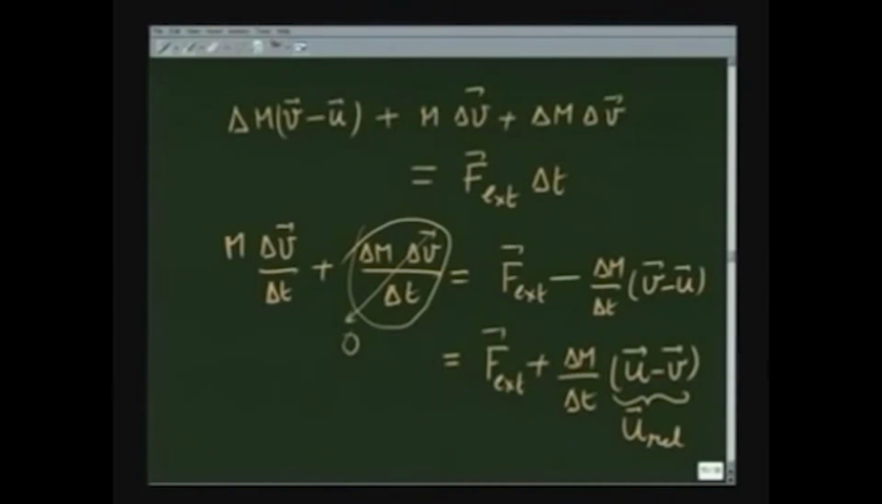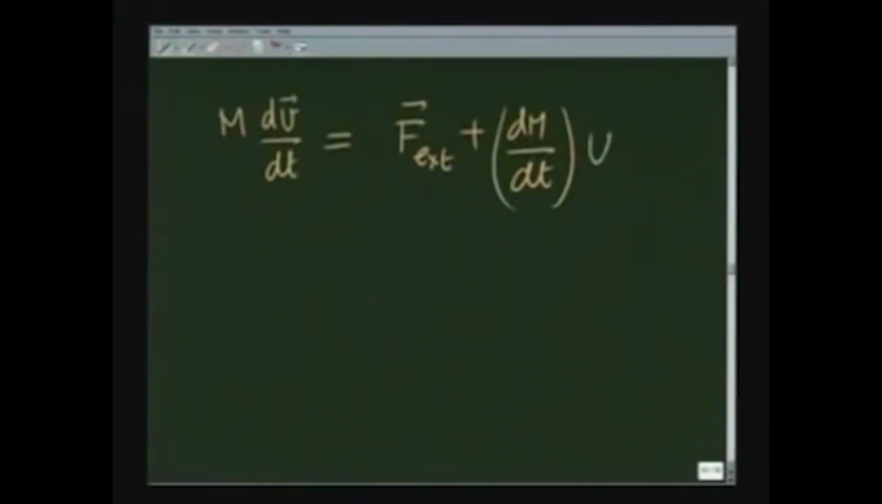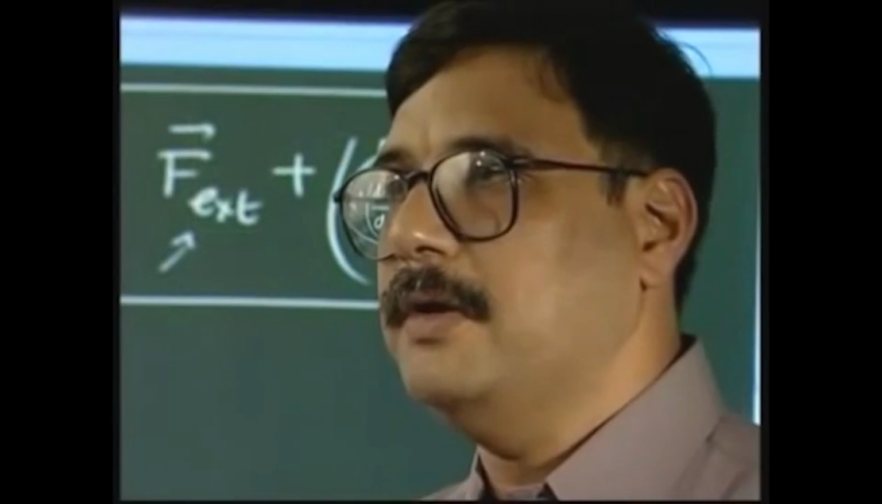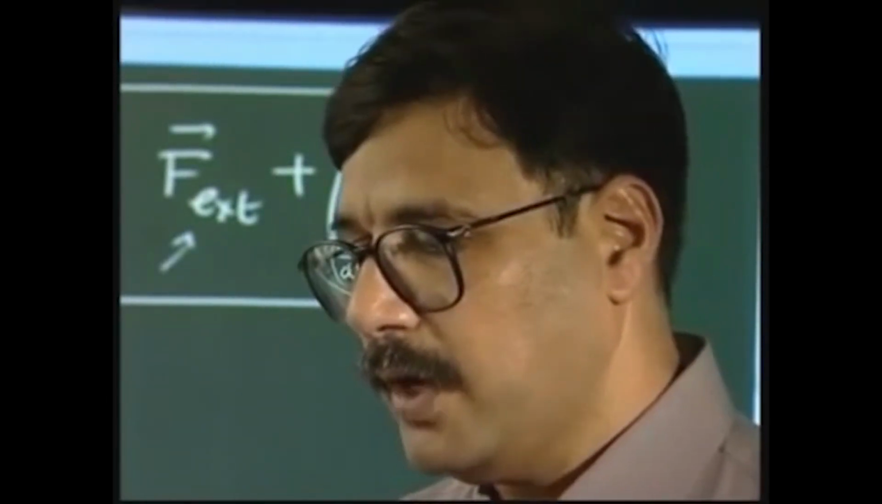So, the final equation that I get from this is m dv/dt is equal to F external plus dm/dt u relative. Mind you, the total momentum is still changing according to this, but I am focusing on one particular system on which mass is adding on or from which mass is going out.